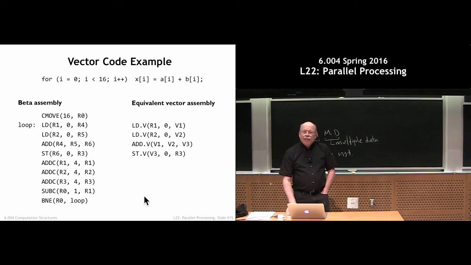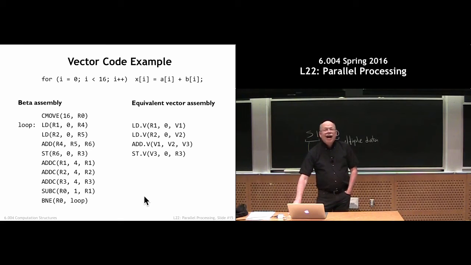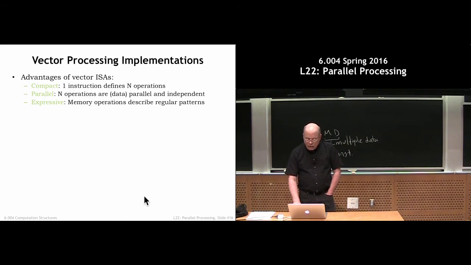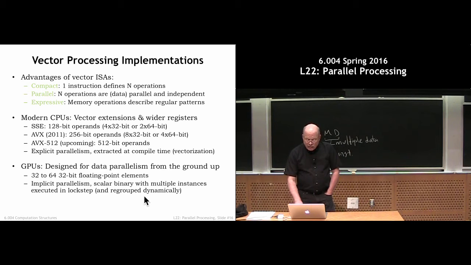There's still some proponents of vector machines as the right way to get high performance computing, and certainly for certain types of fancy Dan simulation code, numerical simulation code for engineering and science, vector machines still do pretty well. Okay, so there's lots of different vector processing implementations.